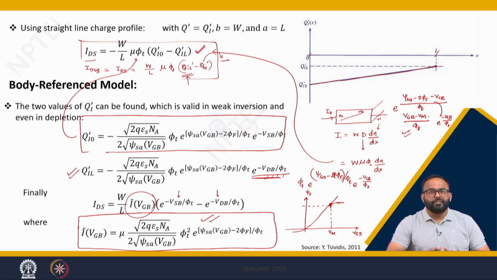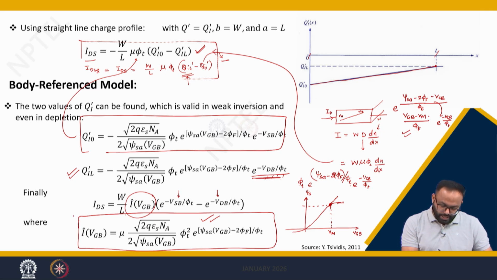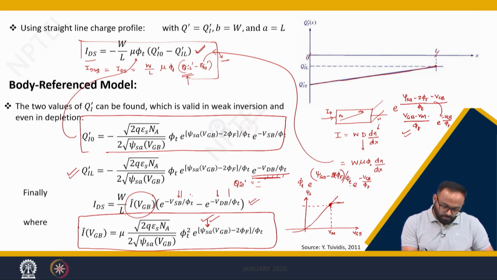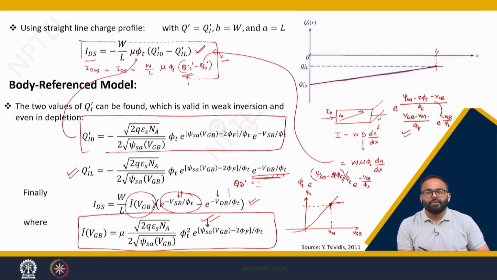So this is a body reference model which will give you an idea how my current changes with respect to Vgb. In addition, how the current is changing with respect to Vdb and Vsb. Now, if I want to show the current change with respect to Vsb, this is a good model to show, because I do have some explicit function of Vsb in my current equation.